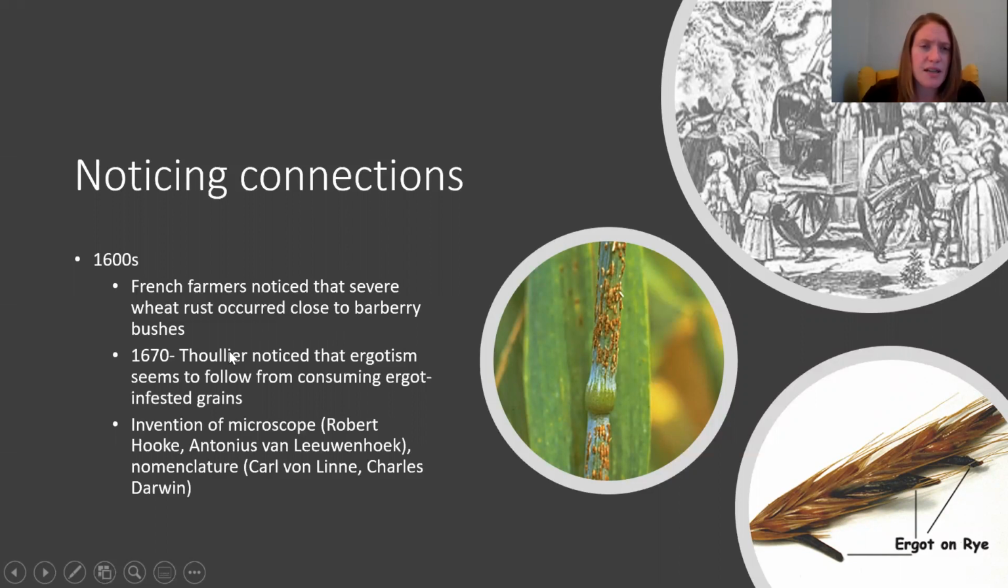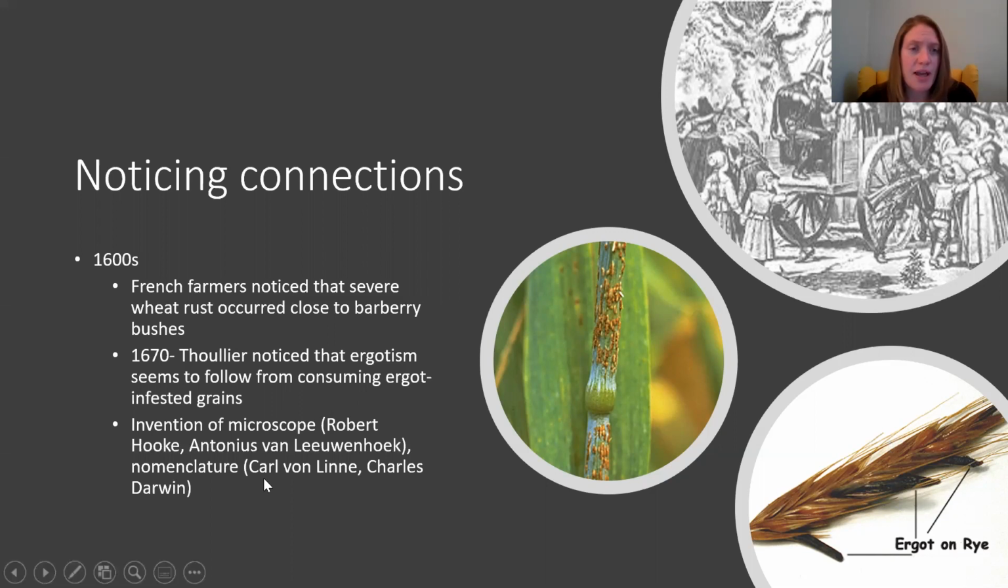We also started to see that ergotism, for example, one of the diseases that was occurring in the Middle Ages, seemed to follow after you'd consumed ergot-infested grains. And so what that looks like is here. These are the sclerotia of an ergot. So they're a fungal pathogen that are producing these fruiting bodies in the grains. And when you grind this up and make it into flour and consume it, you experience hallucinations, some of which are thought to contribute to the Salem witch trials.